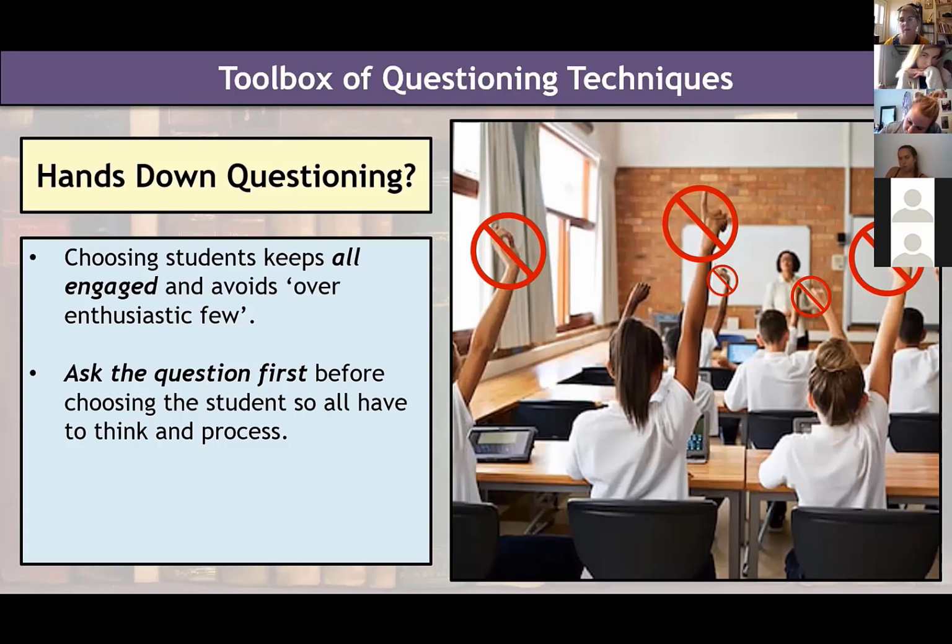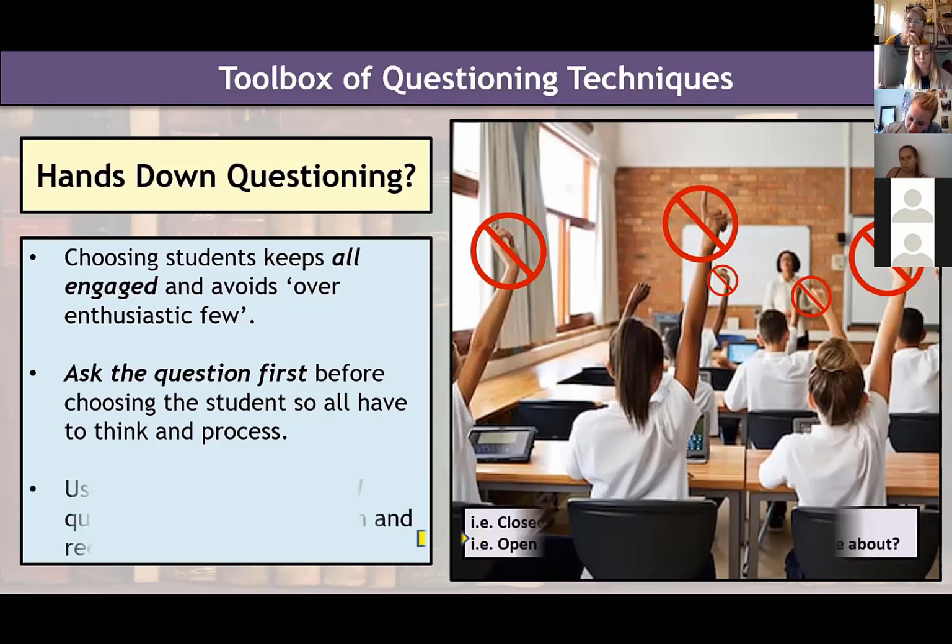If they're all thinking, they're all engaged. Even if you pick one student to answer, all students have learned from this activity because they have to think of the answer, they've recalled it, and they've corrected it when they got it wrong in their mind, or somebody got it right and I feel validated, I got it right. So asking the question first gets them all engaged.